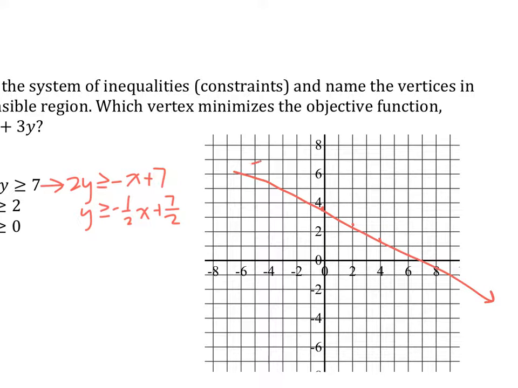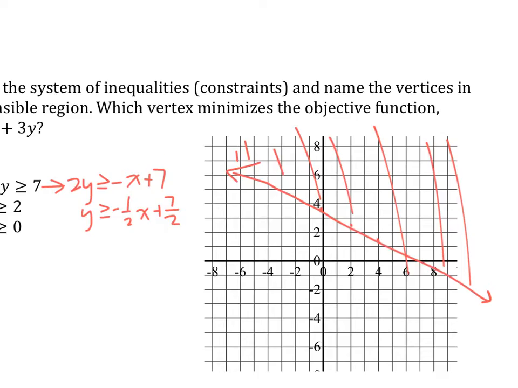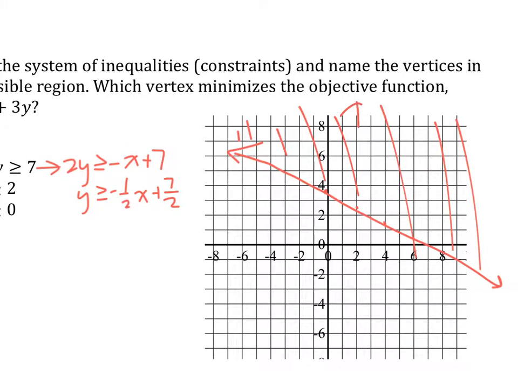This here. And we're going to shade up. And then x greater than or equal to 2, that's this one here. We're going to shade up, meaning higher x values. And then y equal to 0, shade up. That means the top half. So basically the overlap is this side.